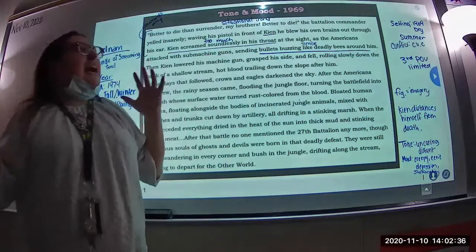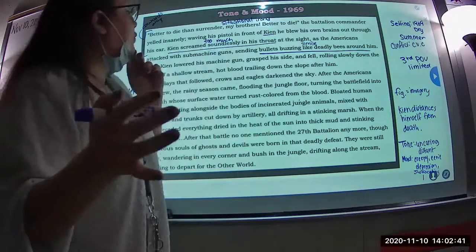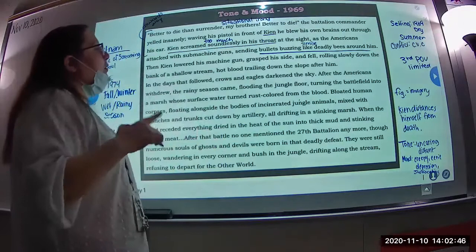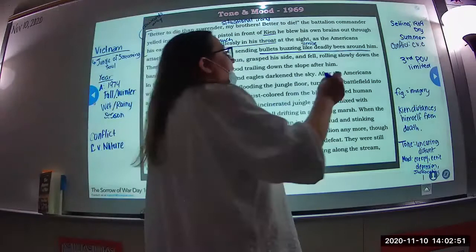Everywhere, no direction. Then it says he lowers his machine gun and grasps his side, fell, rolling down the bank of the shallow stream, hot blood trailing down the slope after him. Do we really think he got shot? Yeah. No.